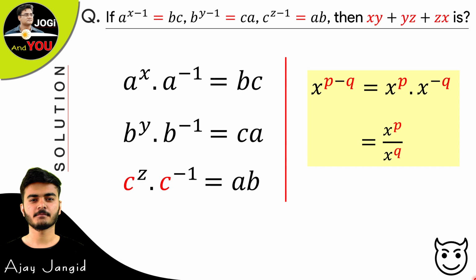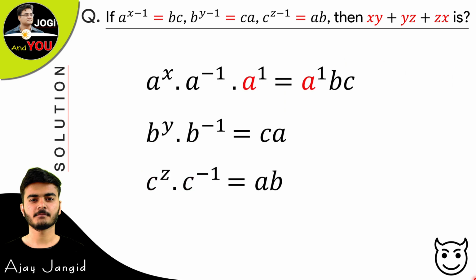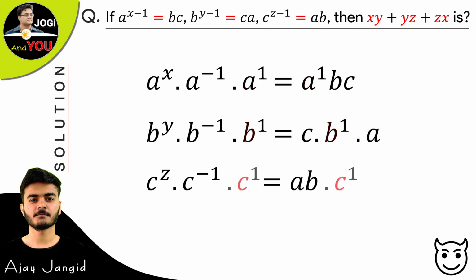Now we have the expanded form of all these three equations. Now we don't have much to do. In the first equation, for eliminating this a to the power minus 1, multiply both sides with a to the power 1. After multiplying both sides with a to the power 1, we have this form. Similarly, in the second equation, for cancelling b to the power minus 1, we will multiply with b to the power 1, and in the third equation with c to the power 1. In the first equation, these both will be cancelled, and in the second equation, these both will be cancelled, and in the third equation, this will be cancelled.